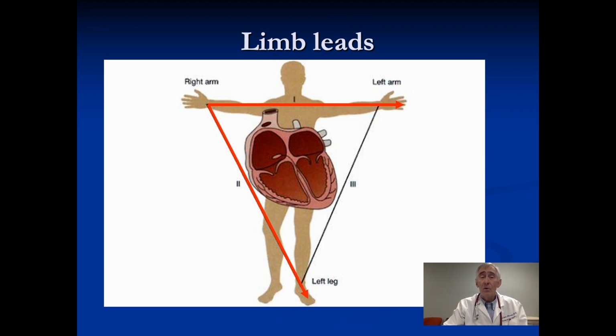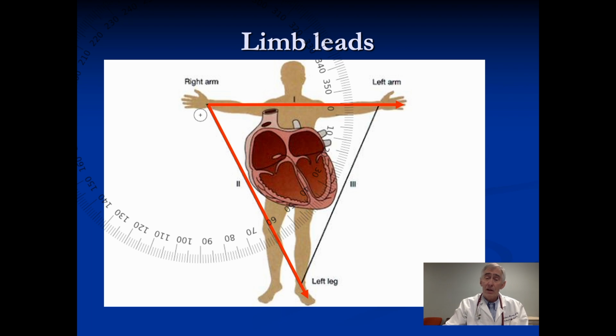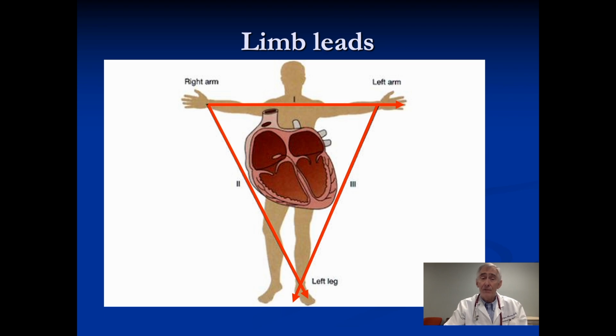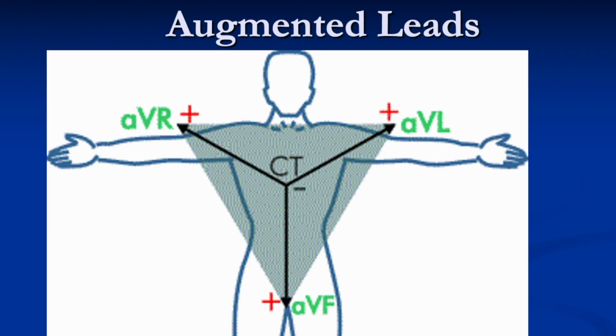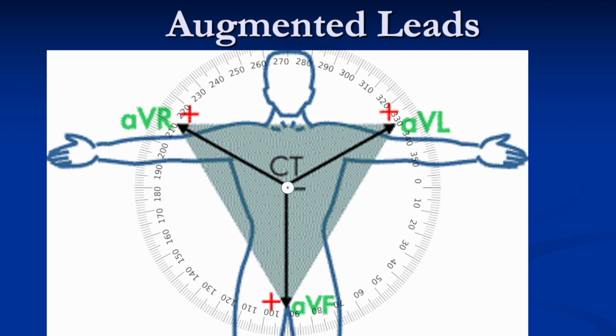Then the right arm, left leg gives us a 60 degree depolarization approach that we'll see on the EKG when we determine axis. Lead 3 is left arm, left leg. The augmented leads are AVR, positive 210 or minus 150, AVL, which is minus 30, and AVF, which is positive 90. This therefore gives a full frontal plane axis of which you can calculate vectors.